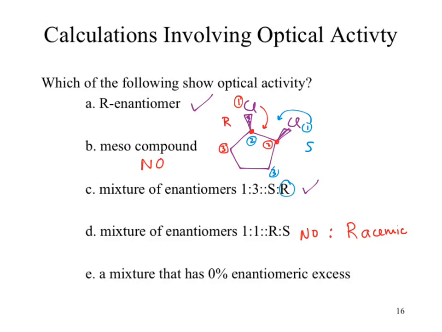Is it always going to be called racemic? Okay? No. Just like every verb has different conjugations, racemic has all sorts of different conjugations as well. The other common one that I've heard is racemate. Okay? Same thing. Last one, a mixture that has 0% enantiomeric excess. Well, that already says no up there. 0% enantiomeric excess, what does that mean? It's another way of saying it's a racemic mixture. I have a 50-50 relationship.